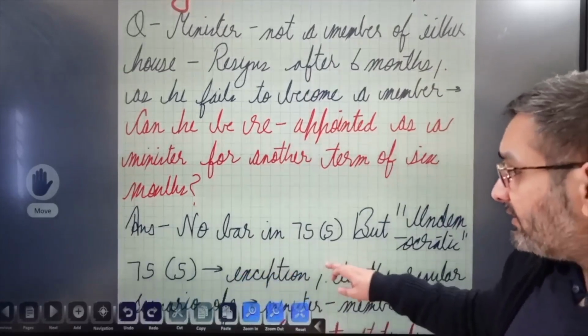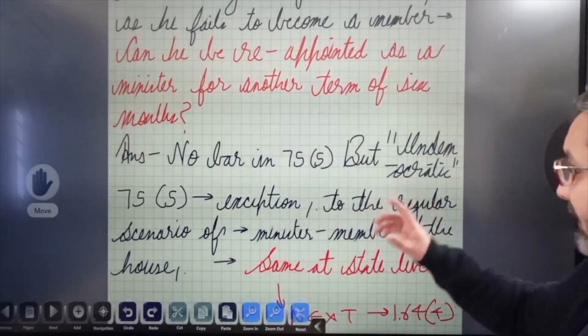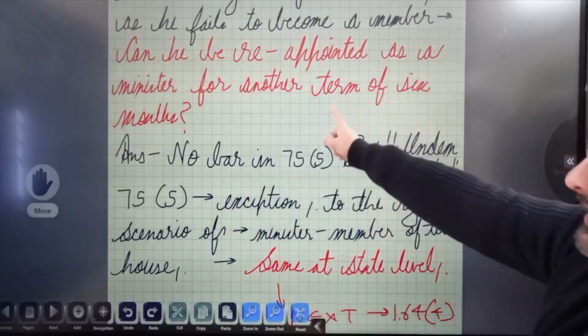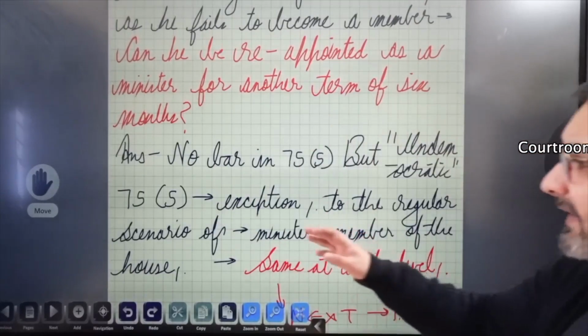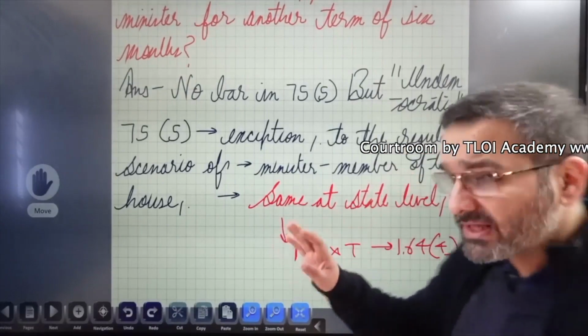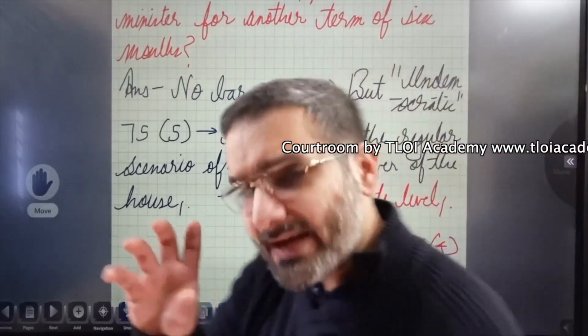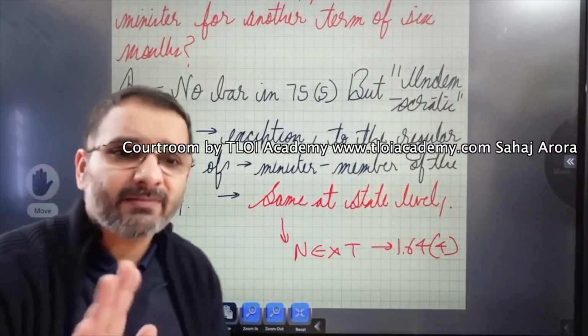Answer. There is no bar, no limitation in 75 clause 5, but the Supreme Court held it undemocratic because that would defeat the very purpose of the Constitution, right? 75 clause 5 is an exception to the regular scenario where a minister has to be a member of the House. It creates an exception that if you are not a member, you must become one within 6 months.